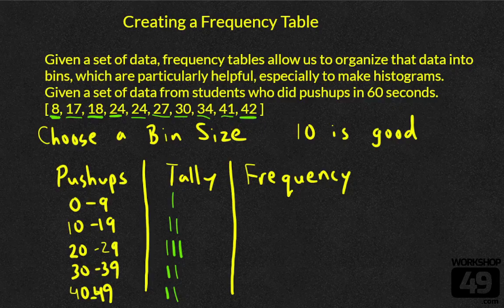If you end up having to do a larger frequency table or a larger histogram, you're going to really appreciate using this tally system. Because now we can go over to frequencies and we can just count up our little tallies. 1, 2, 3, 2, 2. And now we know how many push-ups students did in those bin widths. 0 to 9, 10 to 19, and so on. Let's go ahead and do another example where we're not starting from 0.